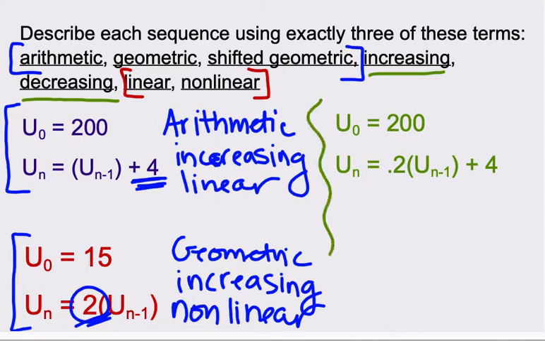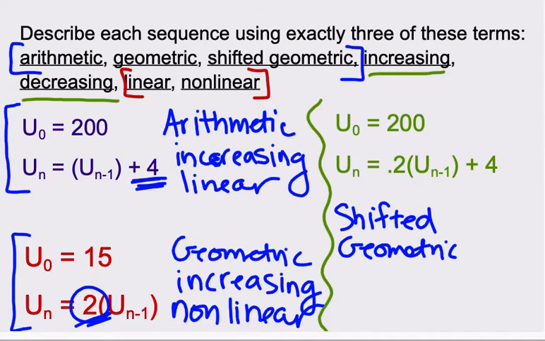All right? This last one, it's recursive. U sub 0 equals 200, but now the rule is you take the previous term times 0.2 and you add 4. So that's a classic shifted geometric. I hope you recognize that now.